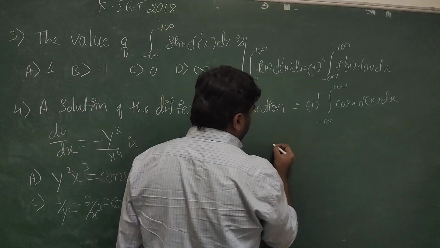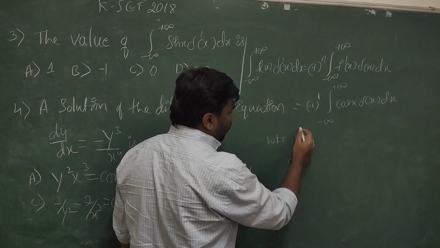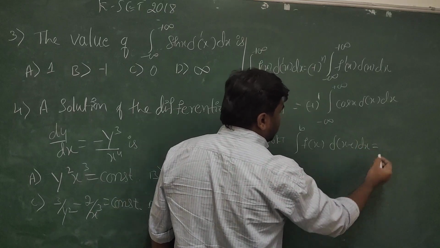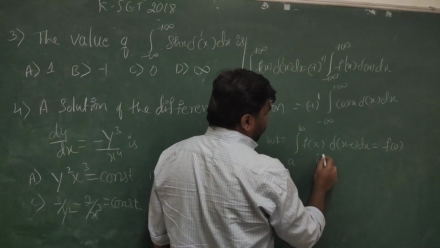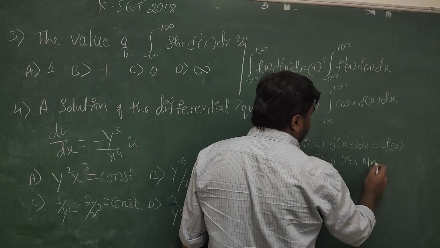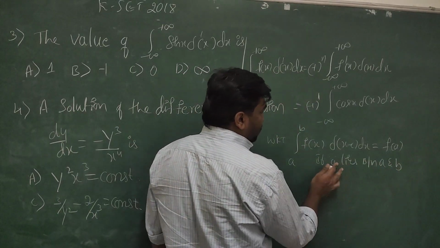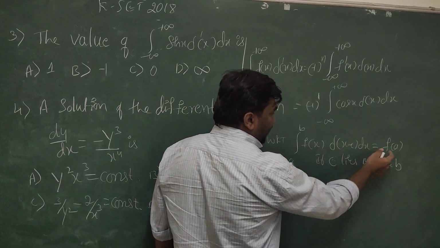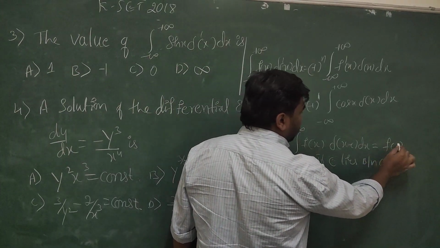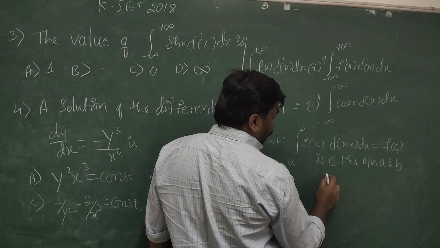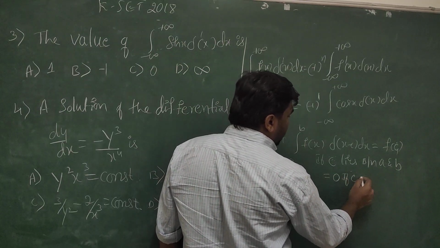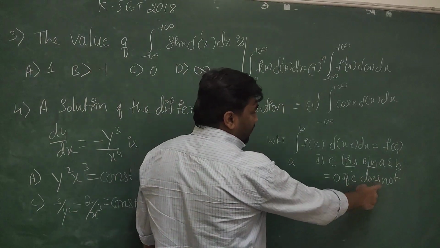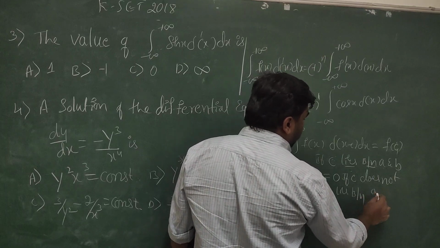And we know that the integration from a to b of f of x into delta of x minus c dx is equal to f of c if c lies between a and b. If c lies between a and b, the value of the integral of f of x into delta x minus c dx is equal to f of c, and it is equal to 0 if c does not lie between a and b.